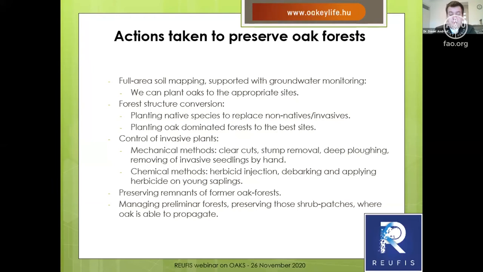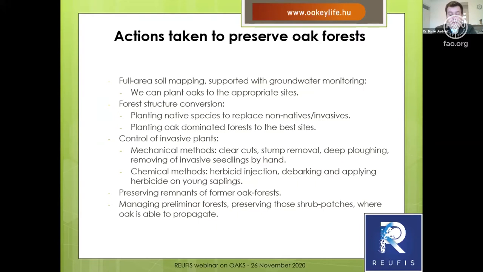The control of invasive plants has two types: mechanical and chemical. For the mechanical type, we make a clear cut. After that, we do stump removal and clear the area. This is the best control of invasive plants, but it's very expensive. The other mechanical type is removing seedlings by hand. The chemical type is herbicide injection, which means drilling the trees and injecting herbicides. It's good mainly for older trees. For younger trees, debarking and applying herbicides is good.